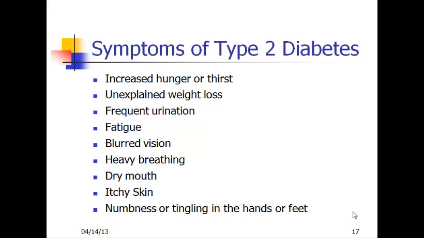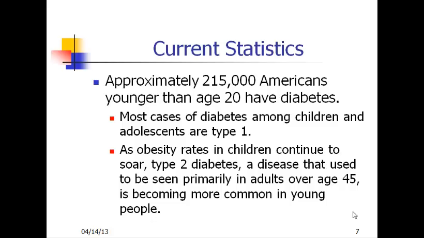The symptoms of type 2 diabetes are increased hunger or thirst, unexplained weight loss, frequent urination, fatigue, blurred vision, heavy breathing, dry mouth, itchy skin, and numbness or tingling in the hands and feet. Approximately 215,000 Americans younger than age 20 have diabetes. Although most cases of diabetes are type 1, as obesity rates soar, type 2 diabetes, a disease that used to be seen primarily in adults over age 45, is becoming much more common.